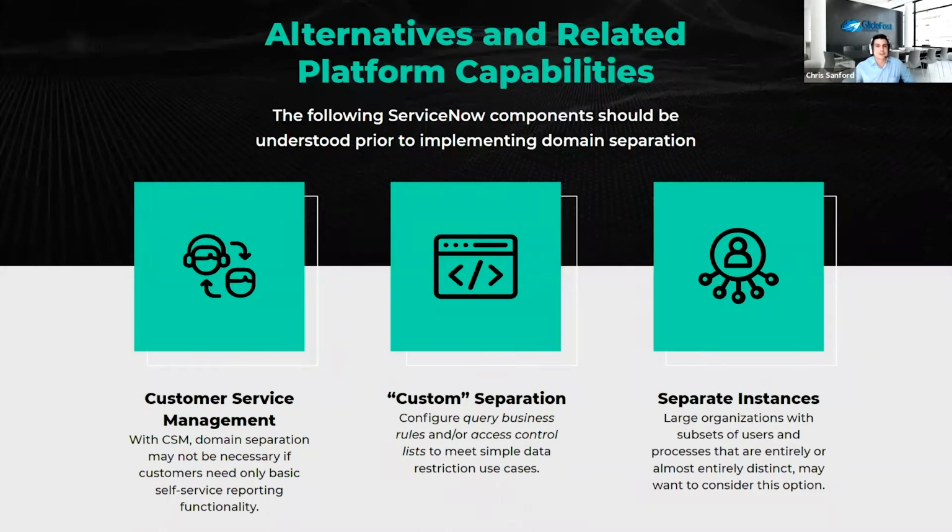Before making a decision to implement domain separation, it is important to consider the alternatives. Several other applications and platform components exist that solve some of the same problems as domain separation. For example, one that gets talked about a lot, especially for managed service providers, is customer service management, or CSM. It is best practice to use customer service management if you are using your instance to interface with external customers.